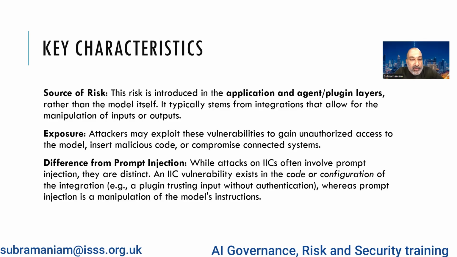Now, key characteristics: source of risk. Risk is introduced in the application or agent plugin layer, not the core AI. Exposure: an attacker may exploit these vulnerabilities to gain unauthorized access. So the hacker knows the vulnerability with an AI agent. Now he knows that you are incorporating this AI agent as a part of your AI lifecycle. Now I know that you are actually using it, I will exploit that vulnerability to enter your network.